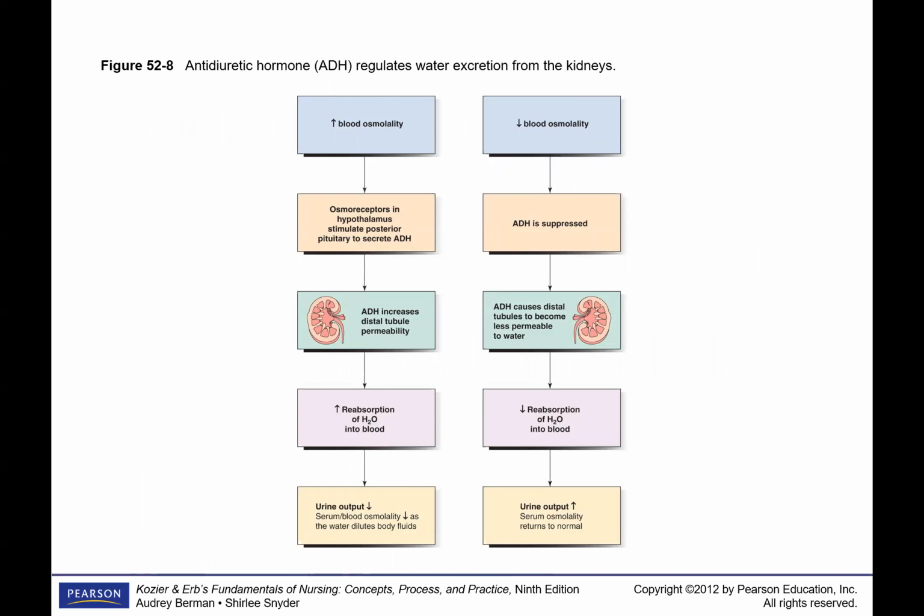Okay, so here's antidiuretic hormone and what it does. It will notice that there's an increase in blood osmolality, and those receptors will stimulate the posterior pituitary to secrete antidiuretic hormone. Antidiuretic hormone increases the distal tubule permeability, and so therefore we reabsorb more water into the blood. And so urine output goes down.